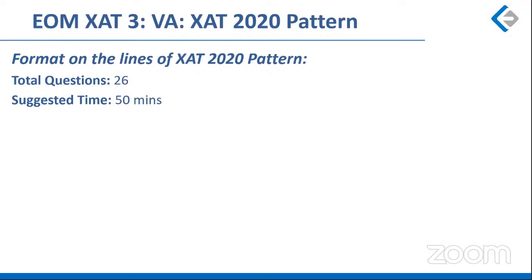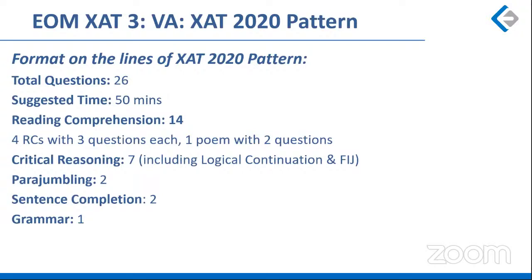So likewise, the VA sectional had 26 questions, and we decided to stick to more or less the pattern that the demo has also indicated. 26 questions with 14 questions of RC. And when we talk of 14 questions of RC, we are also including that one poem which has 2 questions. So there were 4 RCs with 3 questions each, much on the lines of last year, and 1 poem with 2 questions.